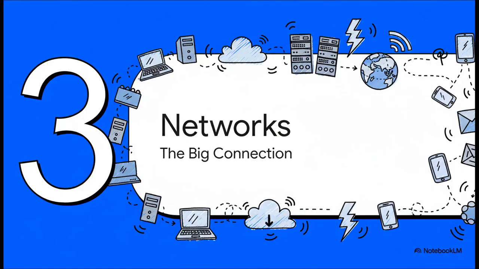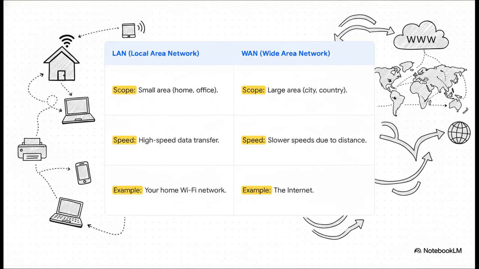Okay, a single computer is an amazing tool. But the real revolution, the thing that changed the world, is connecting them together. That brings us to our third major topic, networks. When it comes to networks, the two big categories you absolutely have to know are LANs and WANs.